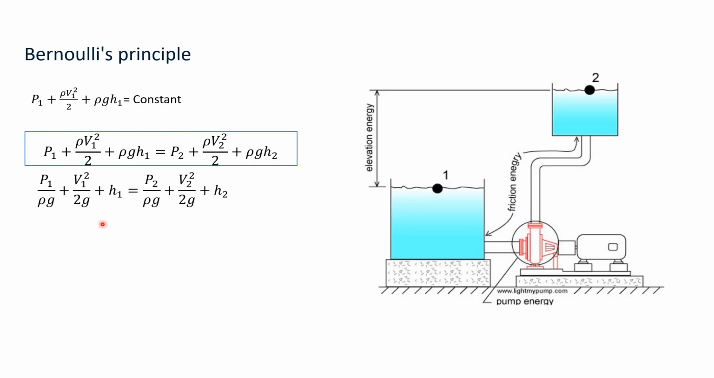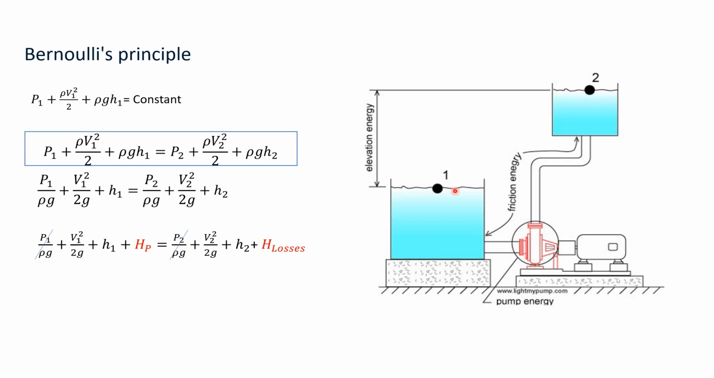There are two missing terms in the equation, so we need to add the head of the pump and the losses head. So this is the final form of the equation. Some terms in the equation can be neglected. Both of the tanks are exposed to the atmosphere, so the operating pressure is the same. Both are operated at atmospheric pressure, so we can neglect P1 and P2.